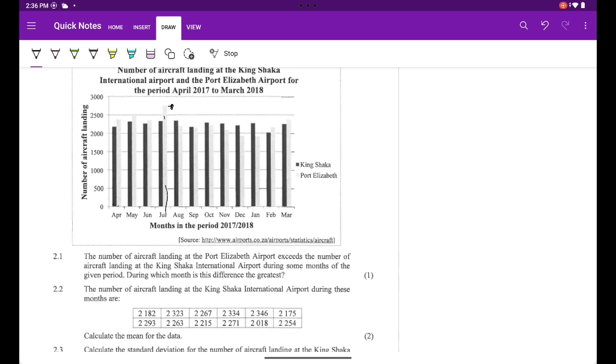So we will say exactly 2.1. We just simply tell them, oh, during July month. Right. So that's what they want. Okay, let's go to the next question.